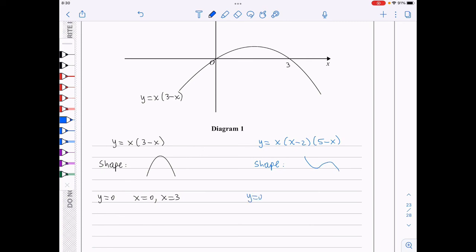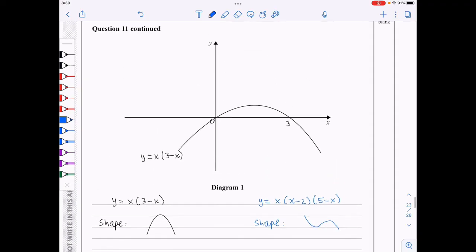Again, when y is 0, we get x is 0 or 2 or 5. So I could actually sketch this. It's gonna be something like this. So it's a cubic. So it's cutting at 2, it's cutting at 5. It's y is x(x minus 2)(5 minus x). So this is the sketch we were after.